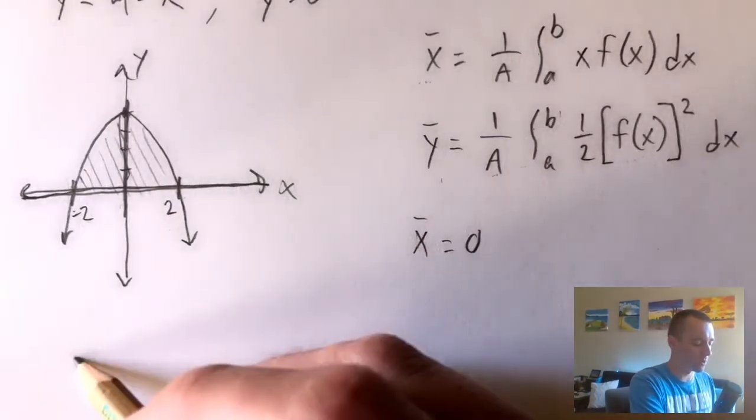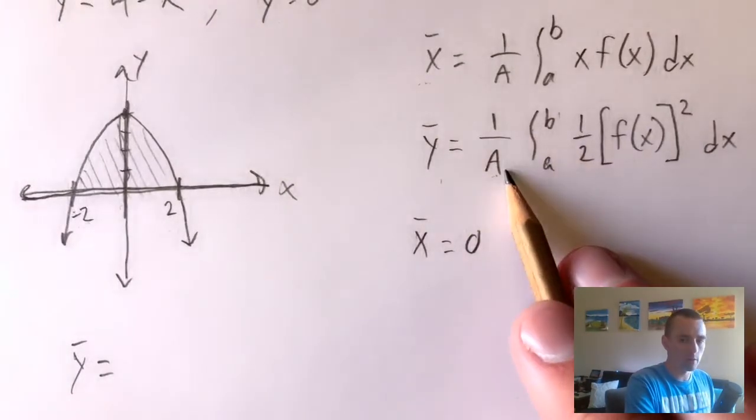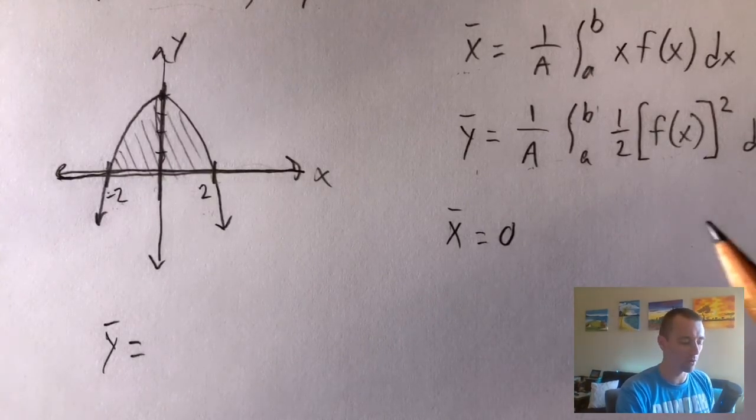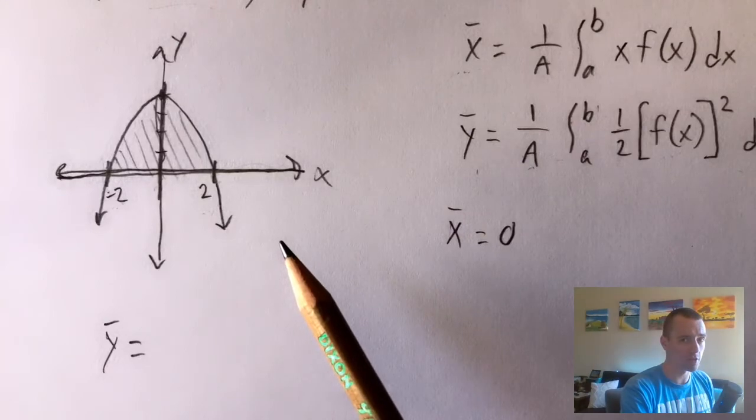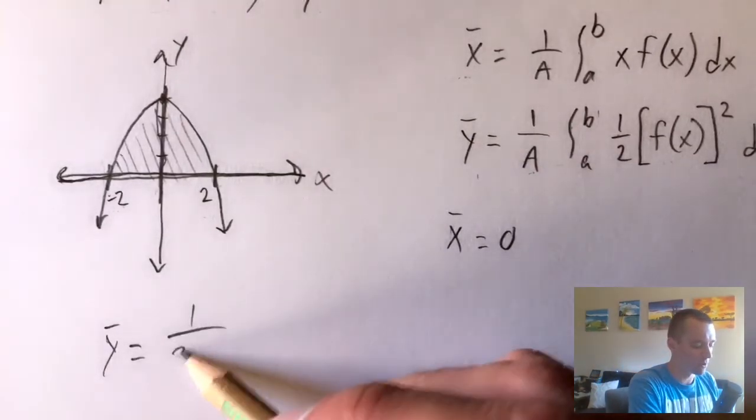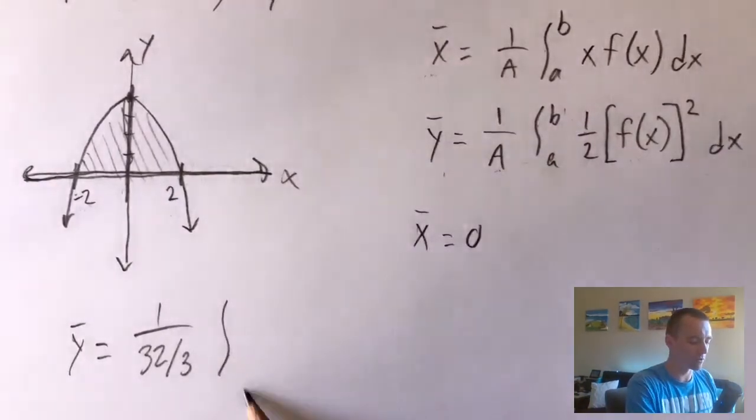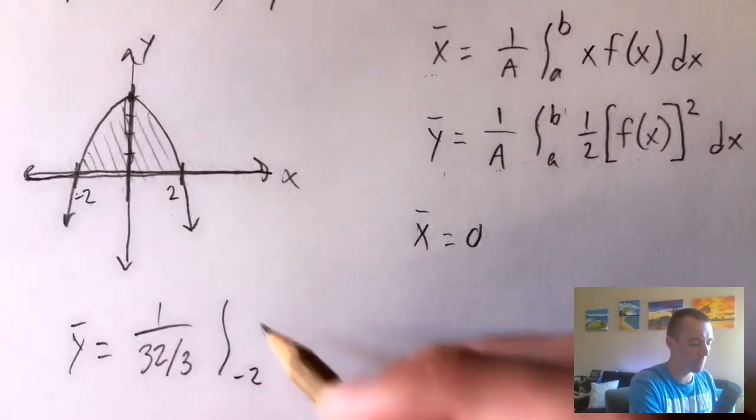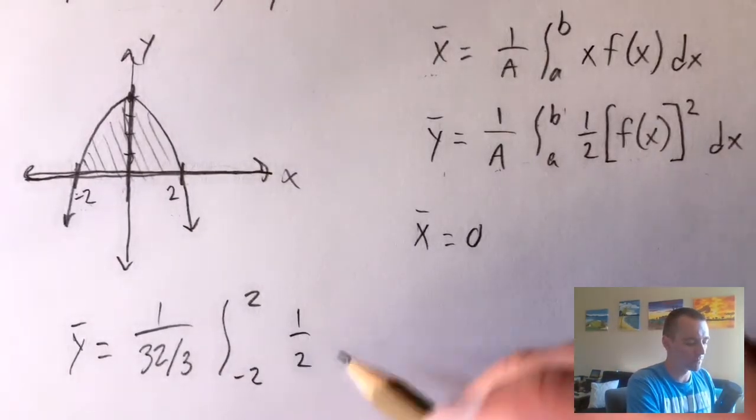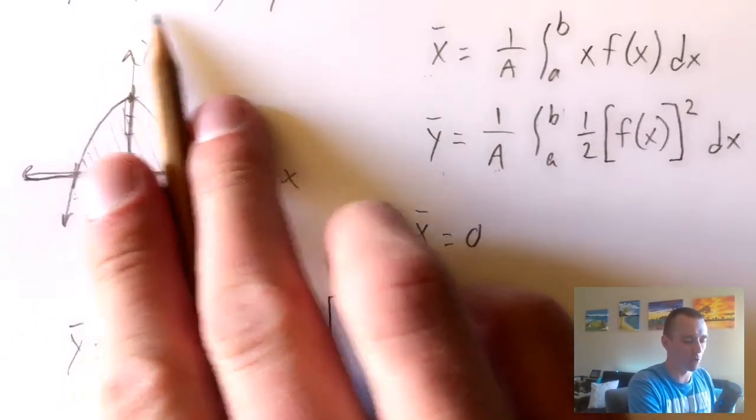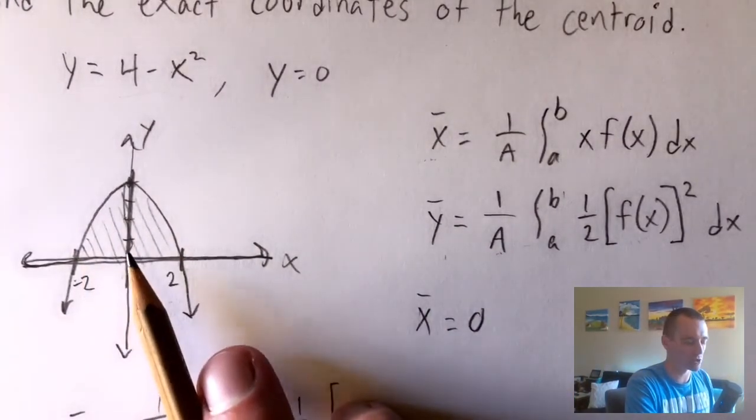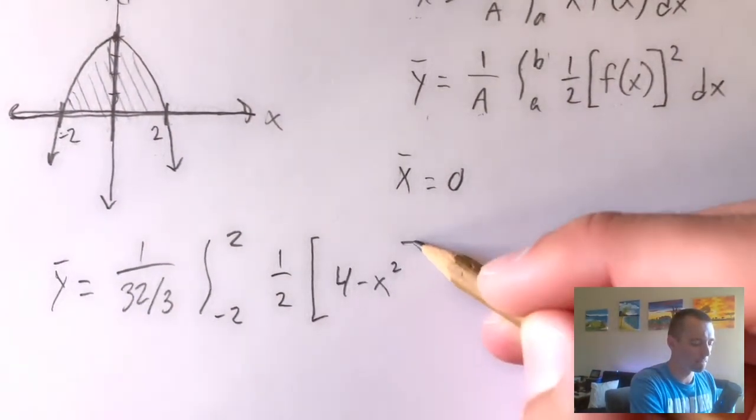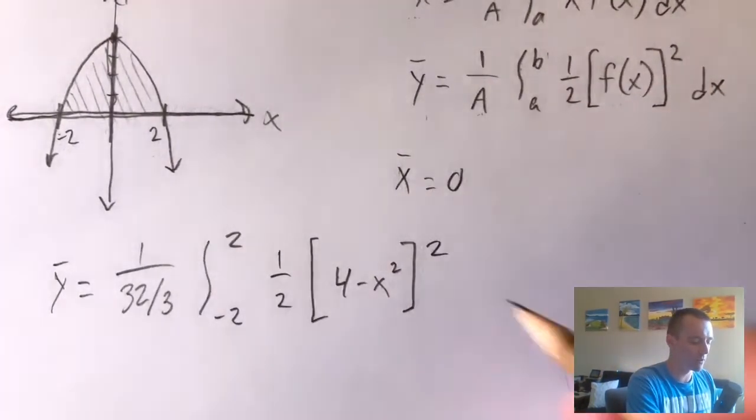To do that, we would just take y bar equals 1 over A, and again, A is the area of this region. And if you use that method mentioned in the other video that I brought up before, you would figure out that the area of this region is 32 over 3. So we're going to get 1 over 32 over 3, and then the integral from a to b, and like I said, that's the left edge and the right edge of this area, so negative 2 to 2, of 1/2 times our function f of x, which is this 4 minus x squared, our top function that creates this region. So 4 minus x squared is going to be f of x. And then we're going to have that whole function squared, and then dx.